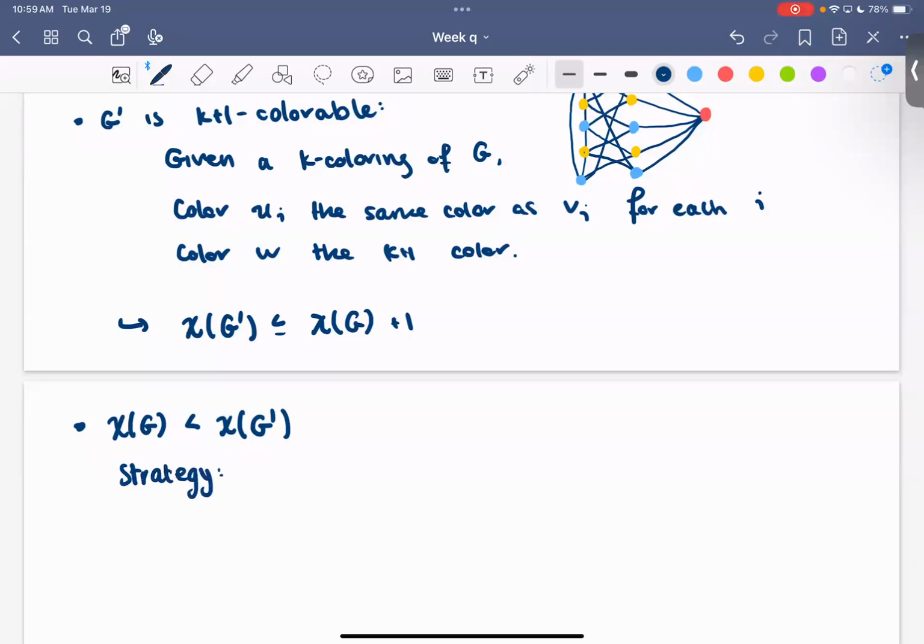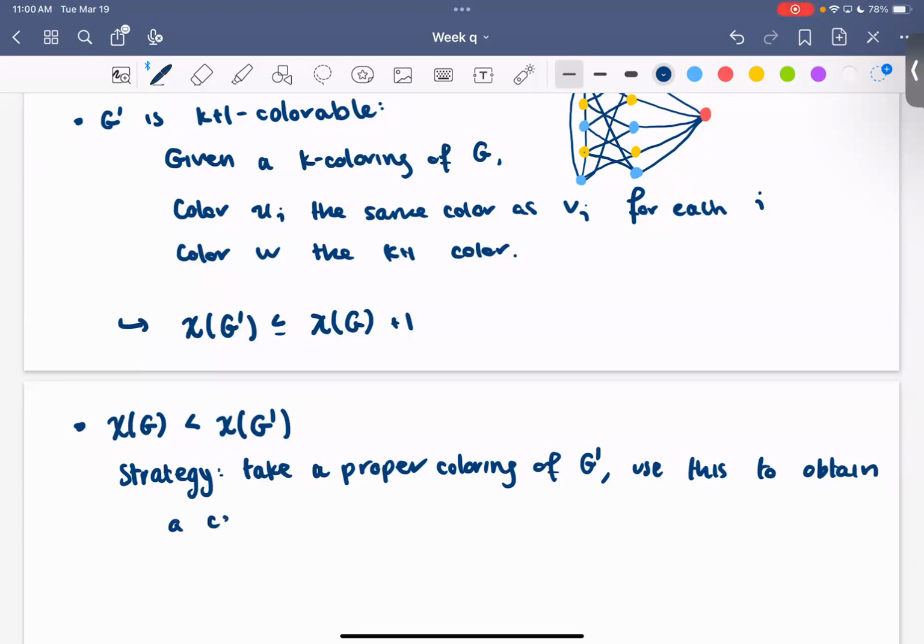is going to be to take a proper coloring of G prime and use this to obtain a coloring of G by fewer colors. So that tells me whatever the chromatic number of G prime is, whatever the least number of colors that I can use to color it, there actually is a way to color G using fewer colors. Okay, does the strategy make sense?